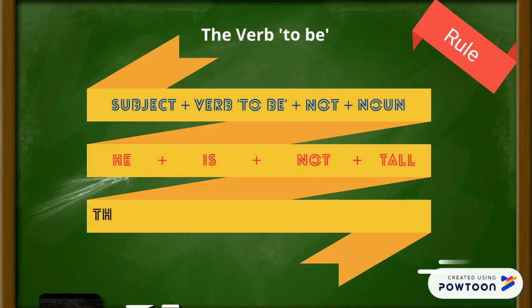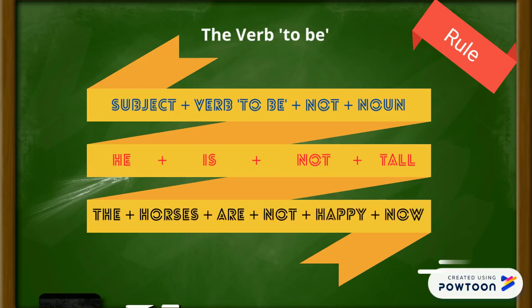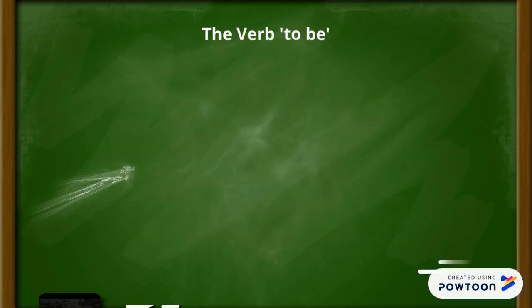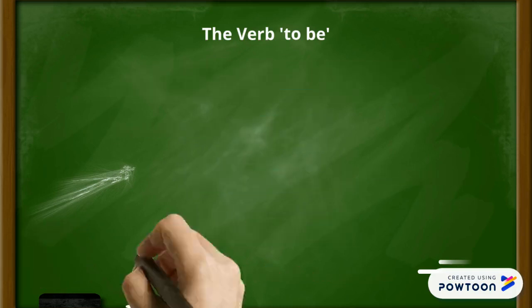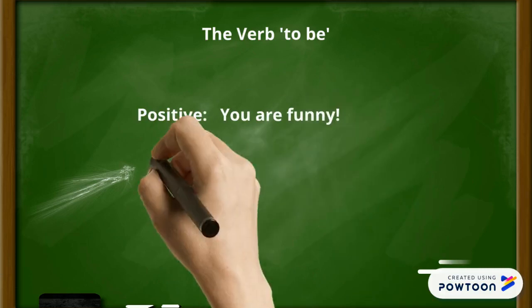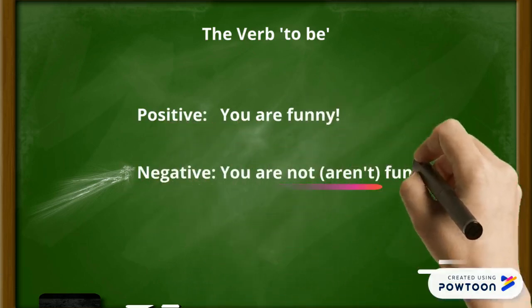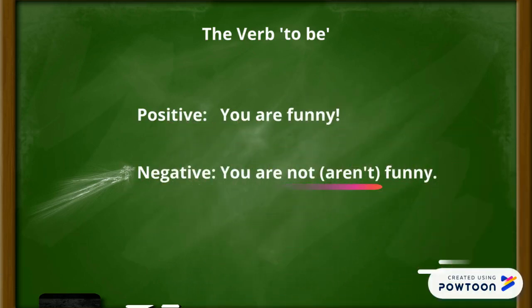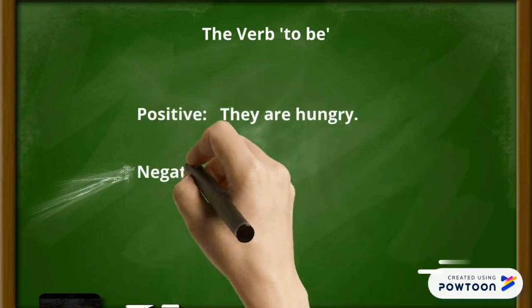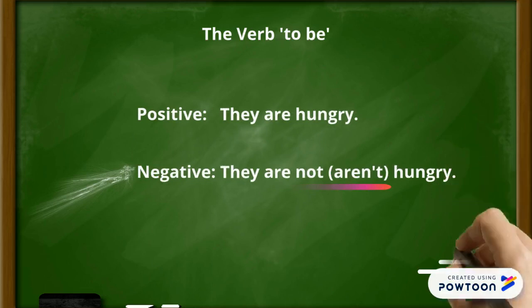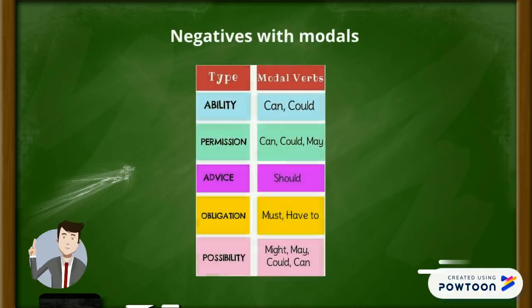As you can see in the second example, "the horses are not happy now." The same rule applies even when other elements are added, such as articles and adjectives. When using spoken English, it's always better to use the contracted form. The positive sentence "you are funny" becomes negative by adding "not" or using its contracted form, "aren't." The sentence "they are hungry" becomes negative by adding "not" after the verb or replacing it with its negative contracted form, "aren't."